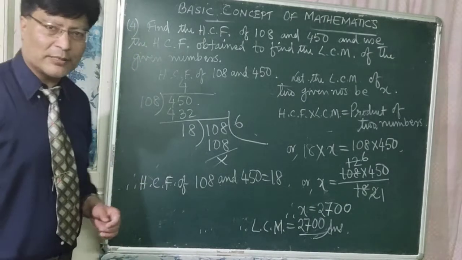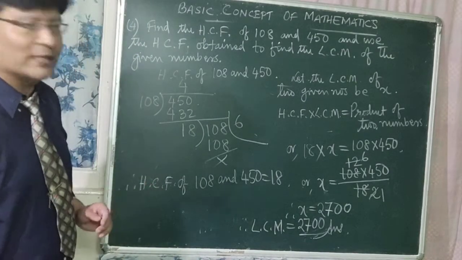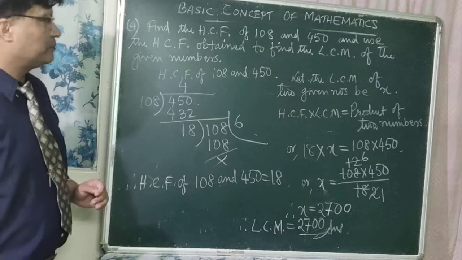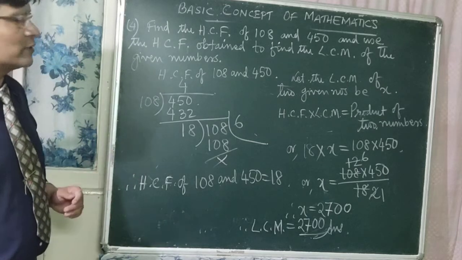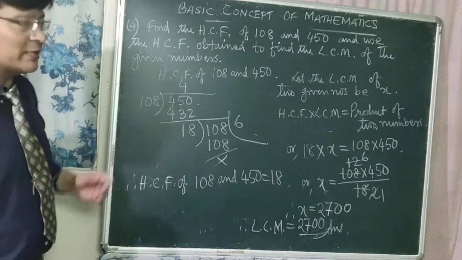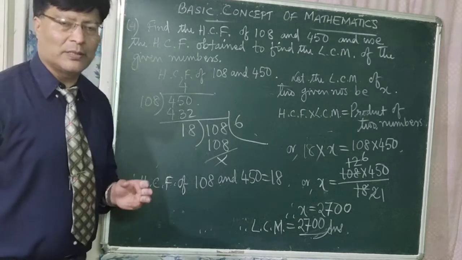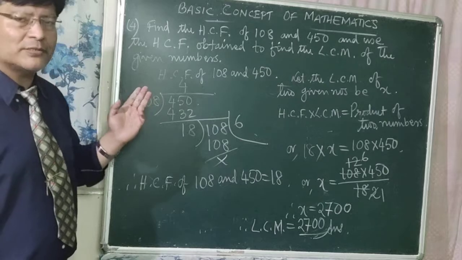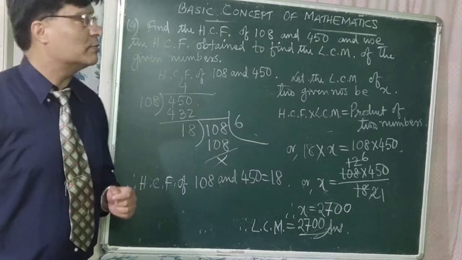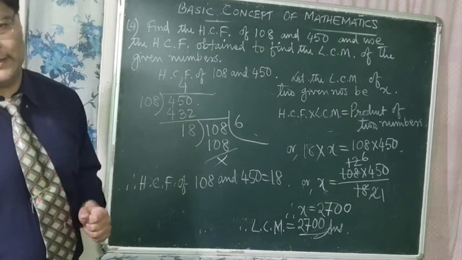So is it understood? I think you have understood it. So this much is for today. You can practice it at home, right? And this is also an important question. The formula in this case is: product of two numbers is equal to HCF into LCM.